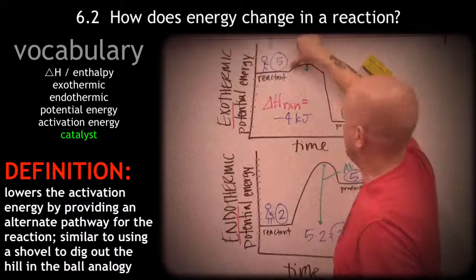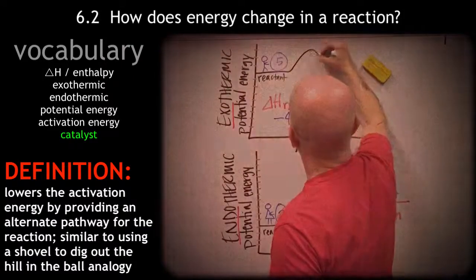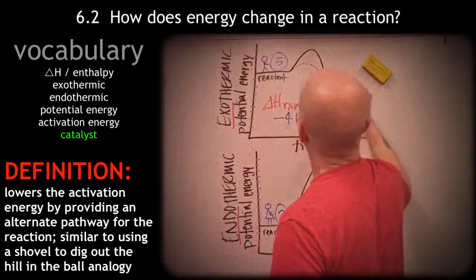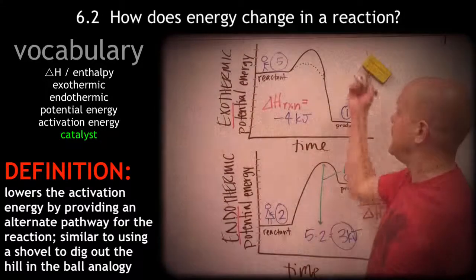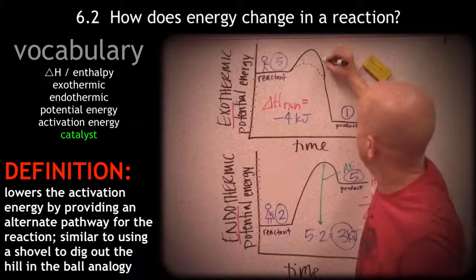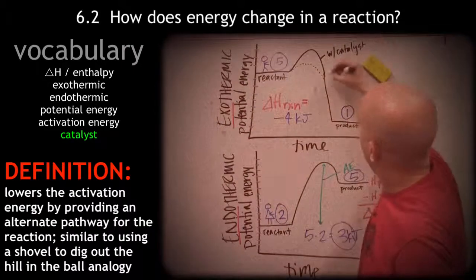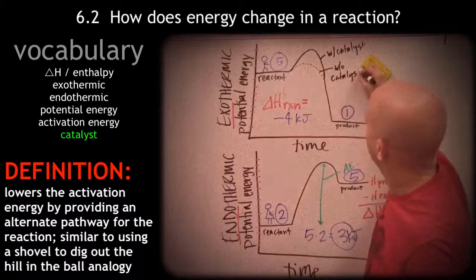You're not going to see it drawn like this though. The way you're going to see it on the test is you're going to see it like this, and then you're going to see it like this. And it's going to ask you to compare the difference in activation energy with and without a catalyst. And they might label this with catalyst, and this one will be without catalyst. Same thing.